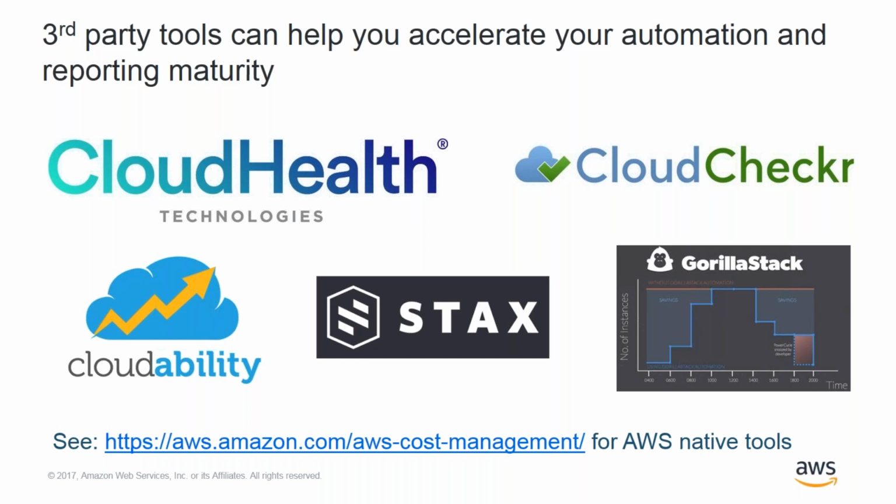And so some tools that are useful for that purpose are third-party cost management platforms like CloudHealth, CloudCheckr, and Cloudability. We've also got organizations that specialize in identification of optimization opportunity. So Stax provides reporting on where it thinks there is wastage occurring. And as mentioned earlier, GorillaStack provides automation support for resource scheduling. And there are also AWS native tools provided at the link below.